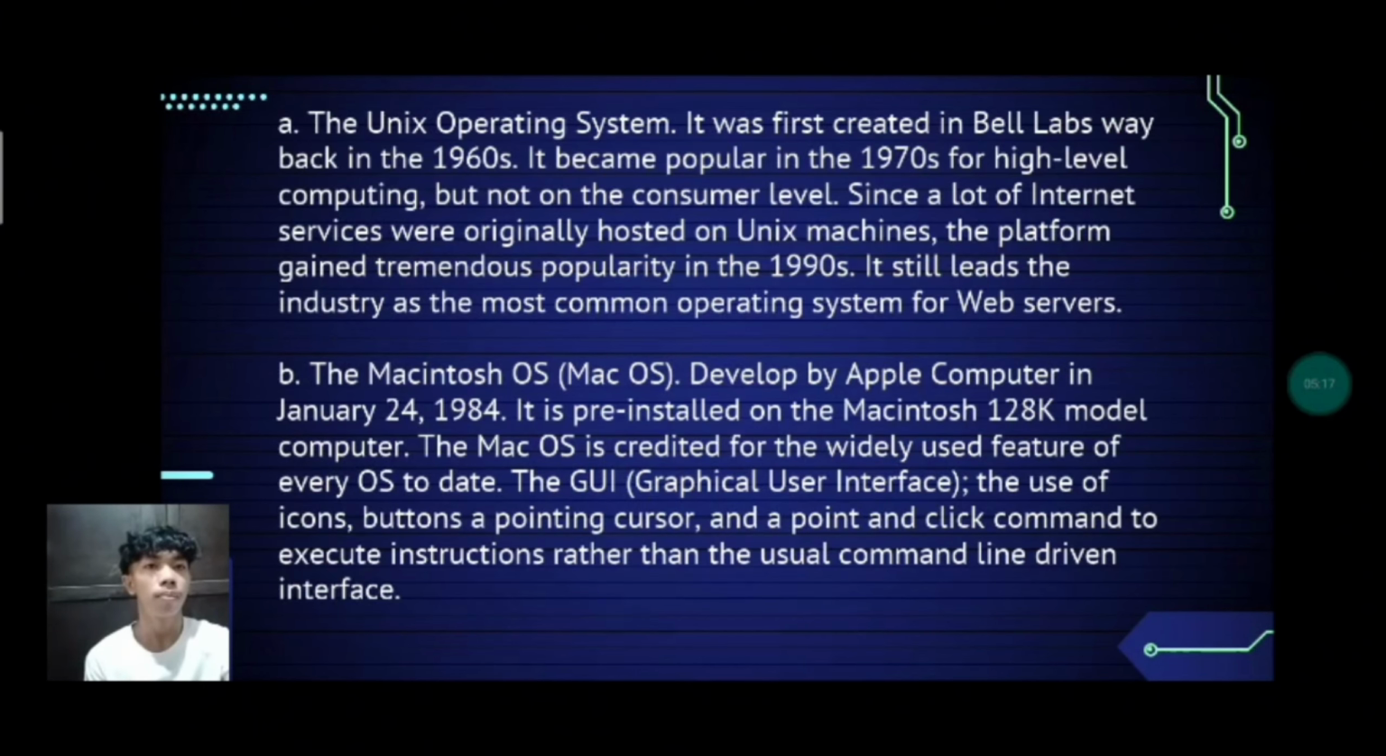Example of operating system. The Unix operating system is a versatile and influential operating system renowned for its multi-user multitasking capabilities, which has heavily influenced the development of modern computing systems. The Macintosh OS, also known as MacOS, is Apple's proprietary operating system for Mac computers, celebrated for its user-friendly interface, robust performance, and seamless integration with other Apple devices and services.